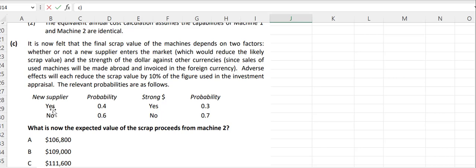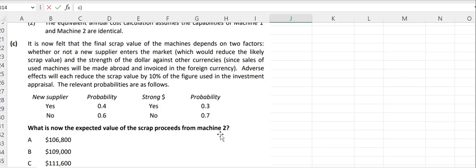So what it says, what's the probability of a new supplier entering the market? It's 40%. So there's a 60% chance that the new supplier may not enter. On the other hand, if the probability of your currency getting strengthened is 30%, and it will stay the same, the probability will be 70%. So there will be a 70% probability that it will stay the same.